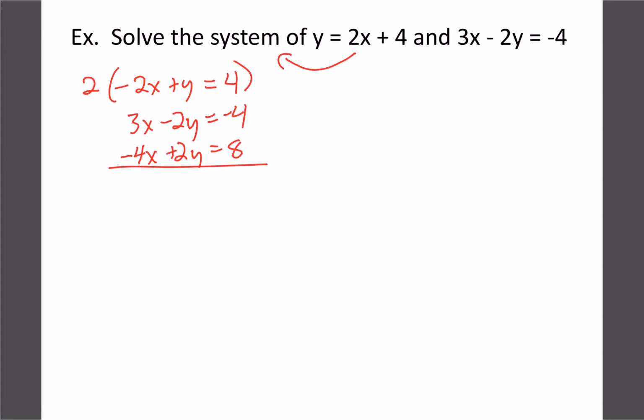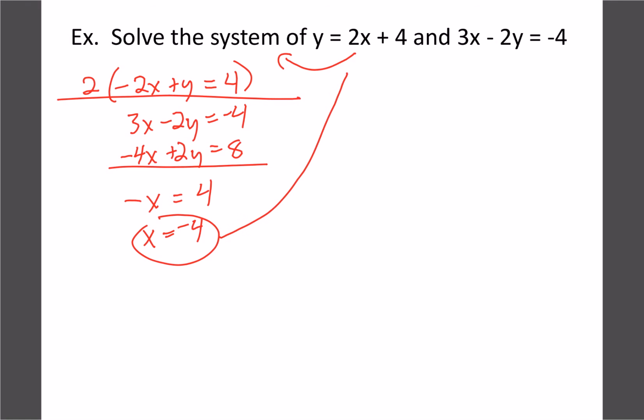And now we can actually add those two up together. Okay, so we have 3x minus 4x would be minus 1x, the y's cancel, and we have 4, so x equals negative 4 will be our solution. And plug that back into one of the originals.